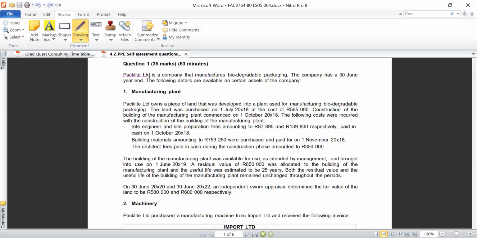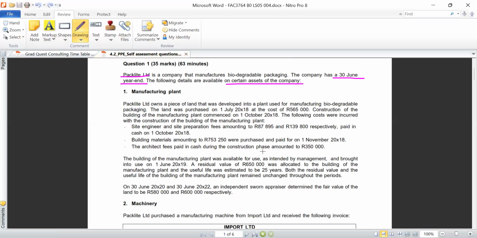Notice by virtue of the naming of the company itself, I can already see that it's a public company, right? But that doesn't really matter much in this case, right? It's a company that manufactures biodegradable packaging. The company has a 30th of June year end. The following details are available on certain assets of the company.